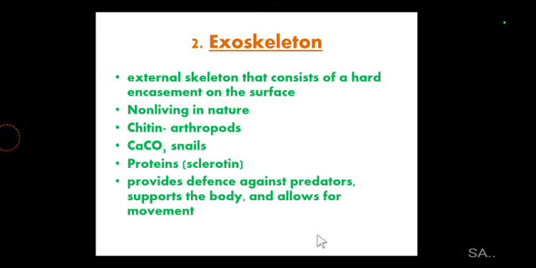Now move with exoskeleton. Exo means external, and skeleton is the framework. So exoskeleton is an external skeleton that consists of a hard encasement on the surface. It means on the body surface of the animal, this exoskeleton deposits. If you look at this property, then it is non-living in nature. Once it is gone, it's gone. There is no growth.